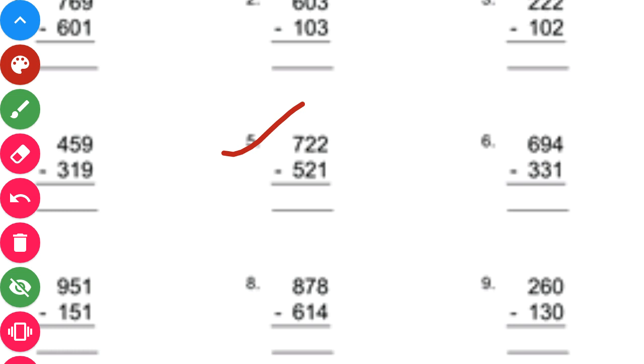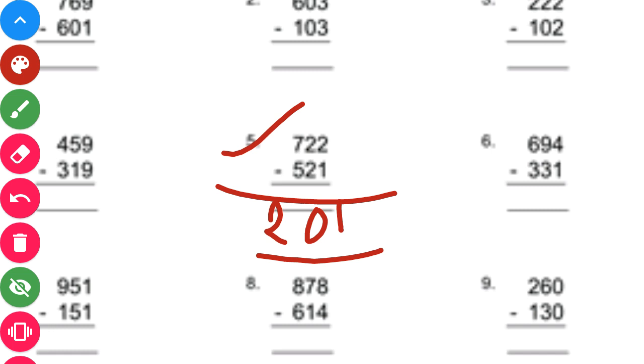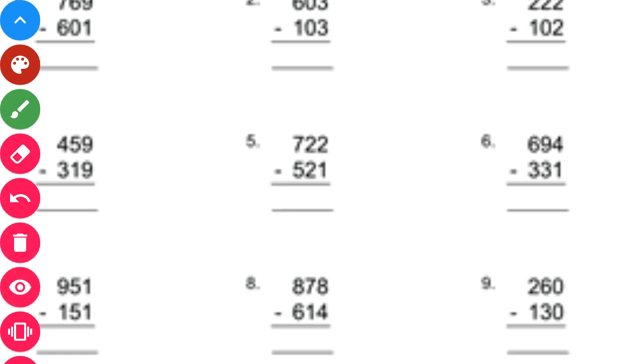Okay. So my answer for this question is 2 minus 1. We will get 1. 2 minus 2 we will get 0. And 7 minus 5 we will get 2. 201. 201 is my answer. So tell me whether you all have got the same answer.